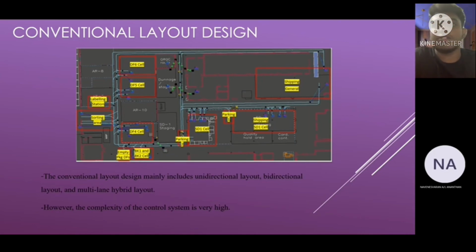Third, we will look into the conventional layout design. Conventional layout design mainly includes unidirectional layout, bidirectional layout, and multi-lane hybrid layout. The main advantage of bidirectional layout is the achievement of less vehicle travel time by reducing the travel distance, due to the possibility of taking shortcuts and or using a smaller layout space. However, the complexity of the control system is very high.